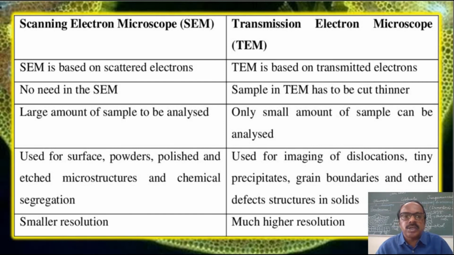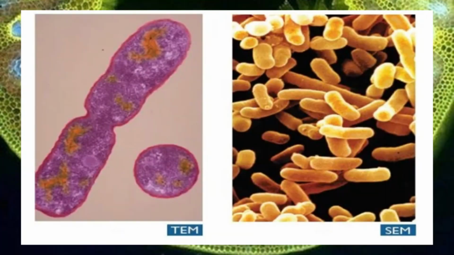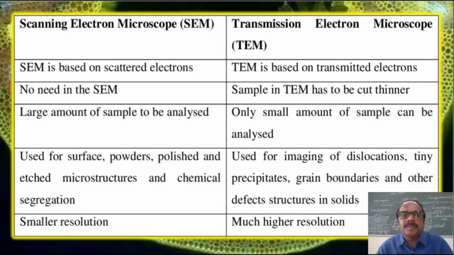The surface is actually polished with powders in case of a scanning electron microscope, whereas in case of a transmission electron microscope, tiny particles are observed, grain boundaries are observed, the objects which are very thin, and the electrons pass through them, and the internal structure of those objects is very clearly seen. So basically, in case of a scanning electron microscope, the surface of the object is seen. In case of a transmission electron microscope, the internal structure of the object is seen. And the resolution power of a scanning electron microscope is lesser as compared to a transmission electron microscope. These are the two basic types of electron microscope.